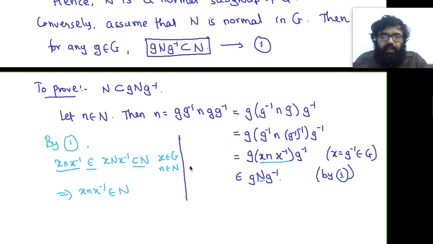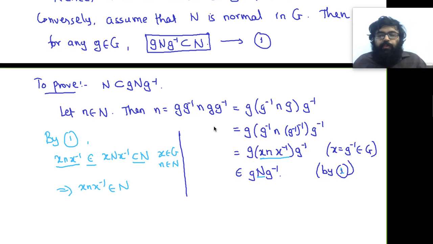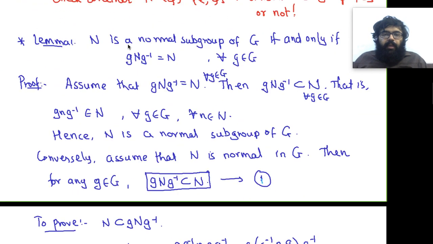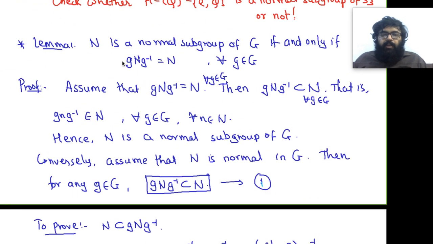Just refer to it once again if it is not clear. In the book, there is another alternative argument that you can also do. We'll discuss that book argument in the meet tomorrow. It is very much similar. Here, instead of an element, we are going to use a set and use this one property only. So ultimately what we have proved: if N is a normal subgroup of G, then gNg inverse equals N for every g in G. Not only one g, for every g in G.